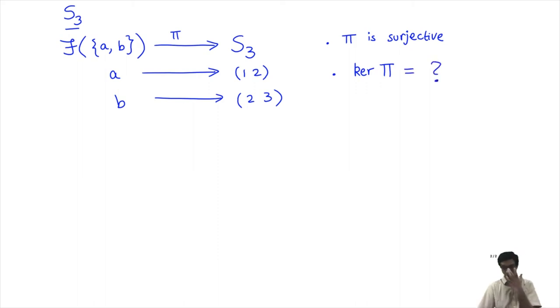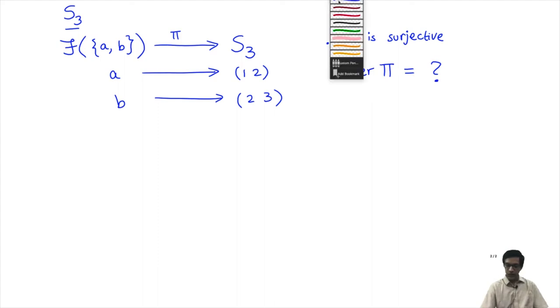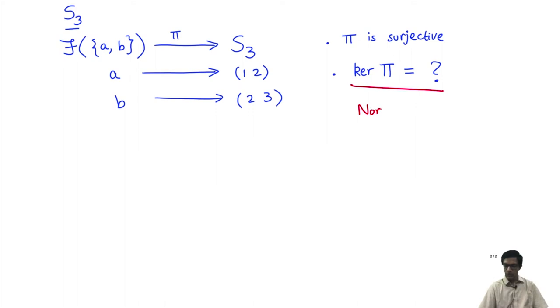Now, there are some obvious elements in the kernel which we can immediately write down. Before that, recall that the kernel is certainly a normal subgroup of the free group, as we know. Let me just abbreviate the free group to F now. So, this is property 1, the kernel, and here are some elements in the kernel.